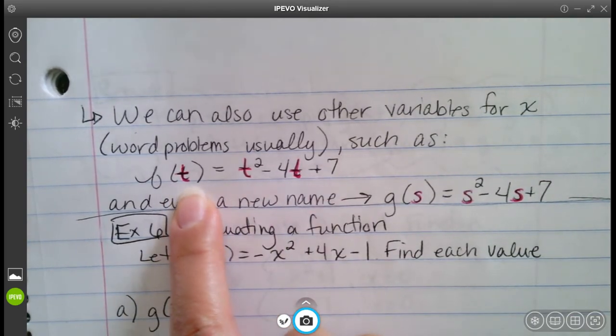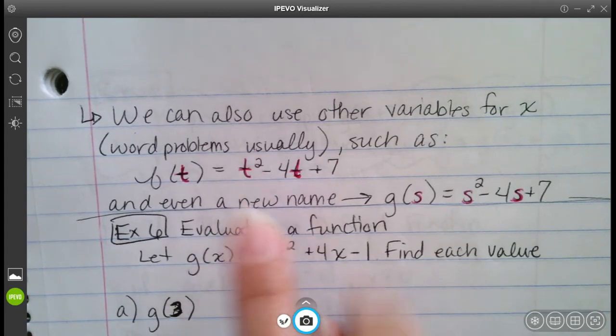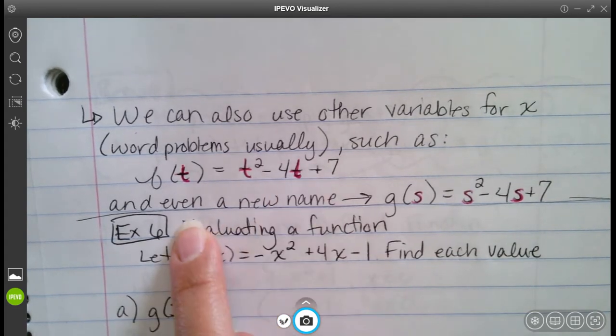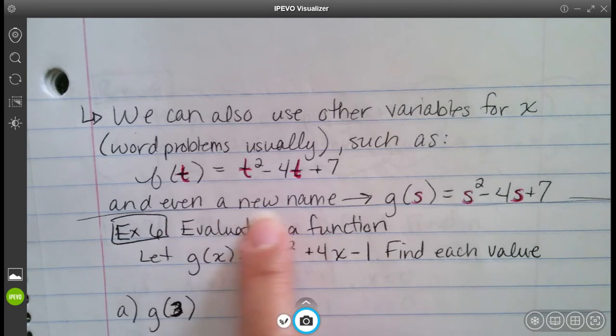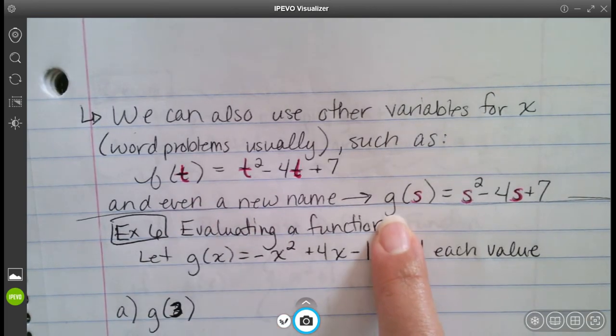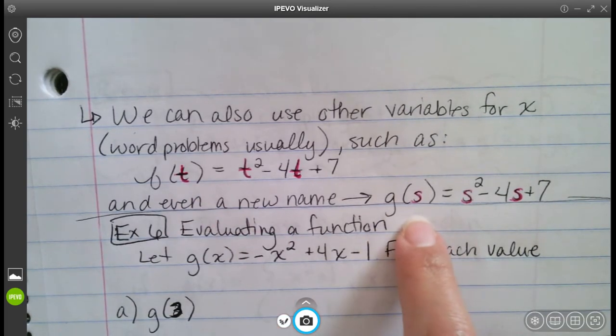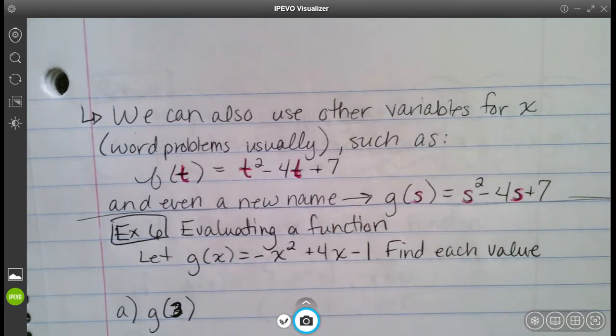So here we have f of t, same deal where you had the x before, now you have a t. We can even rename this f of x or f of t into a brand new function and call it g. Just keep that in mind. I'm sure you've seen this before. If you have more questions, just let me know.